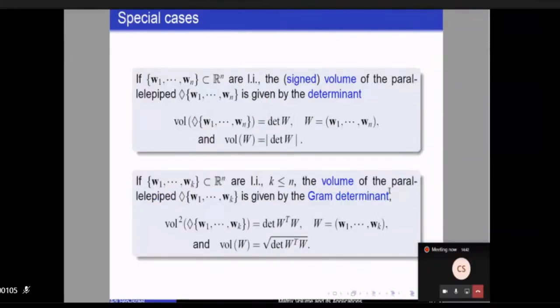Special cases: if we have a non-singular matrix W, the volume of the parallelepiped spanned by its columns is the determinant of W. It is a signed volume because the determinant can be positive or negative. The volume of W is the absolute value of the determinant. If the matrix is of full column rank, then for the same parallelepiped the volume is given by the Gram determinant, and the volume of W is equal to the square root of the determinant of W transpose W.